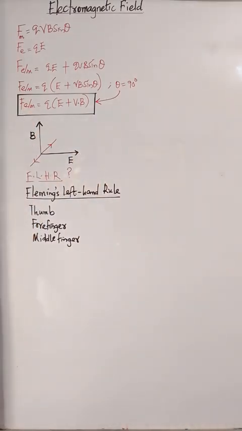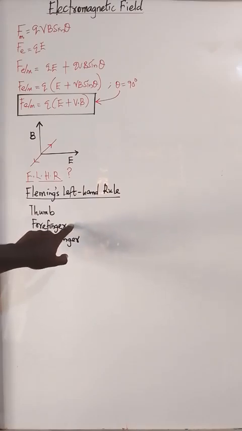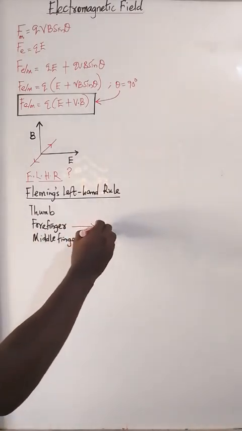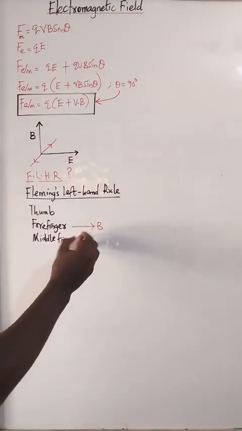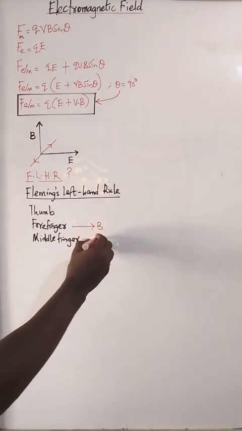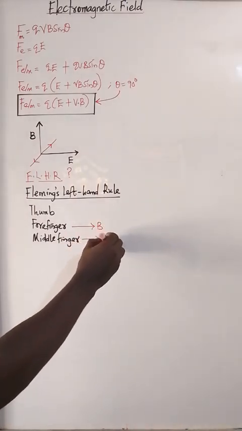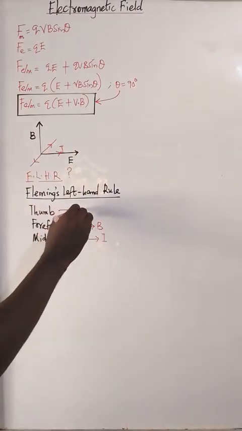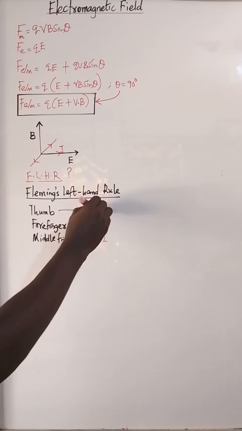And again, Fleming's left hand rule states that if the thumb, the forefinger, and the middle finger are held mutually perpendicular to each other, with the forefinger pointing towards the direction of field, meaning from north to south, and the middle finger pointing towards the direction of what? Current. Then the thumb points towards the direction of what? Motion.